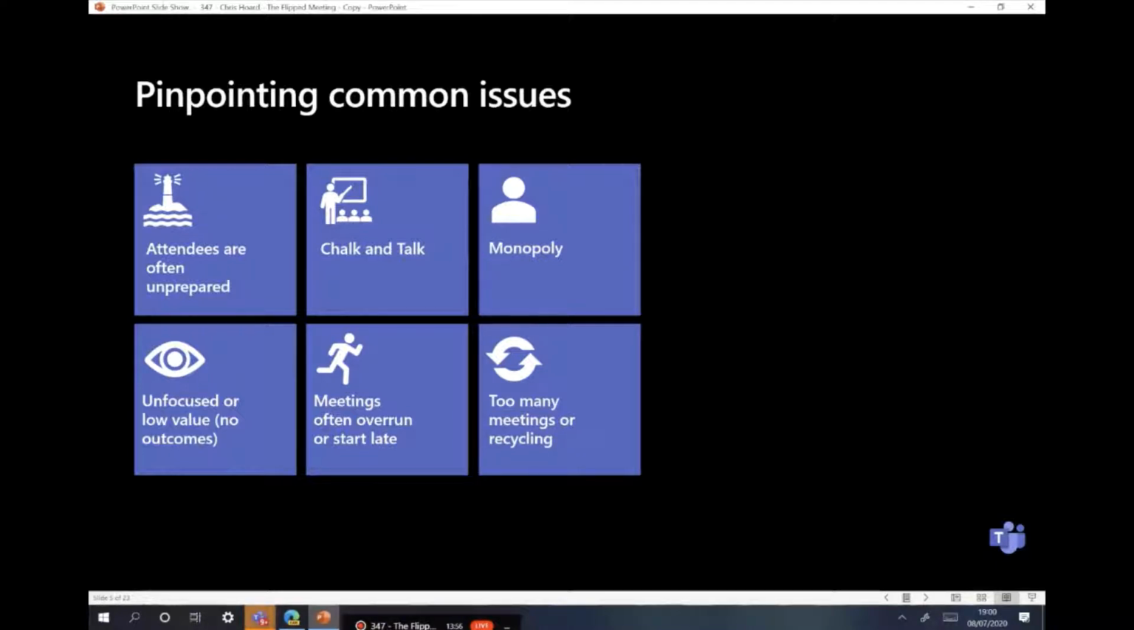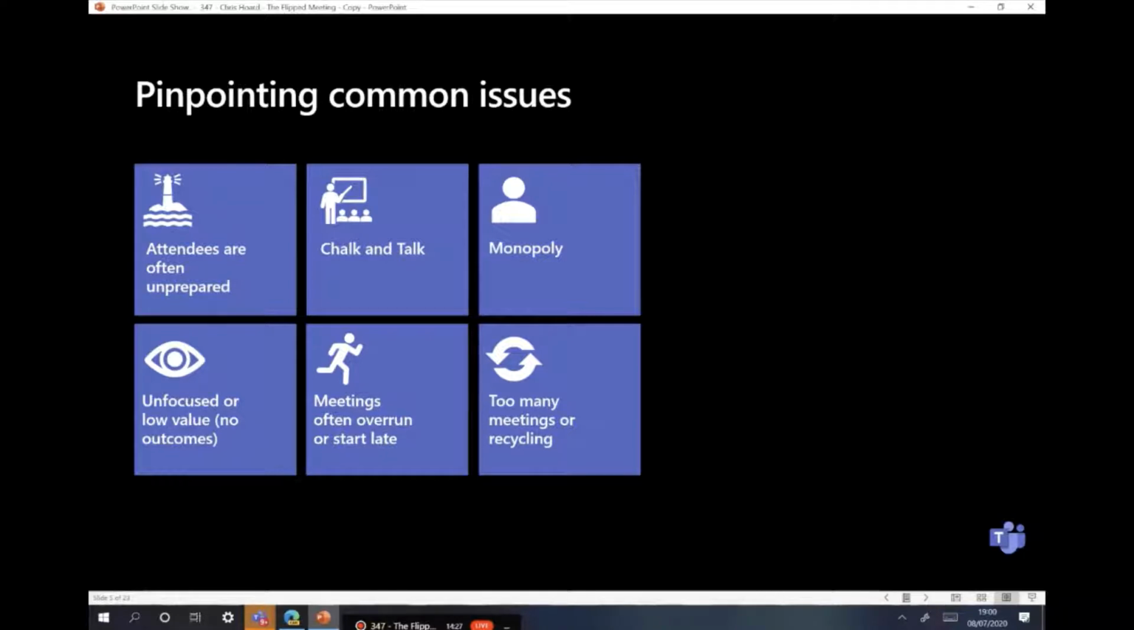Third, we often see in meetings that there are monopolies where certain individuals weigh in, provide their opinions to the expense of all others. Fourth, meetings are often unfocused or of low value. There are no outcomes at the end of it. They are often rambling affairs which go on with no clear outcomes, no clear decisions that are made, and we often have to come back and venture into meetings afterwards.